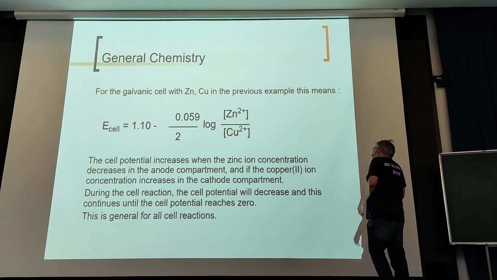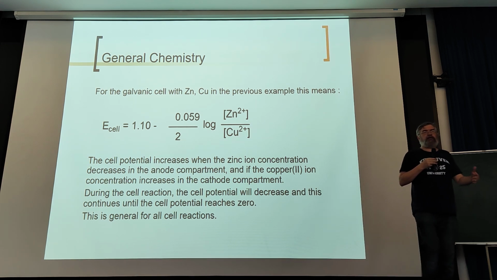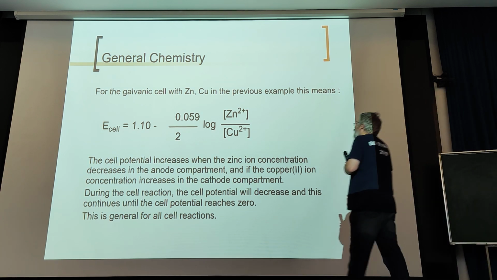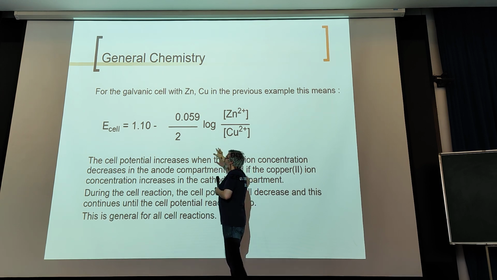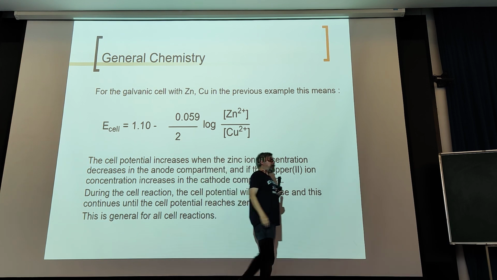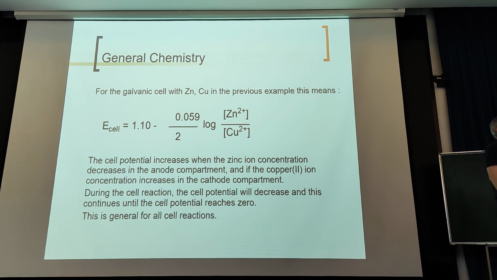In fact, during the cell reaction, normally the copper 2+ will be going down and down and down, and your zinc will be going up and up and up. So this factor here in absolute value becomes larger and larger, and at a certain point this whole logarithmic factor will be equal to 1.1. At that moment your reaction is finished, because your potential is 0 and you are at equilibrium.